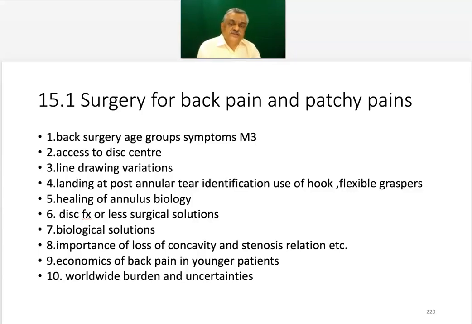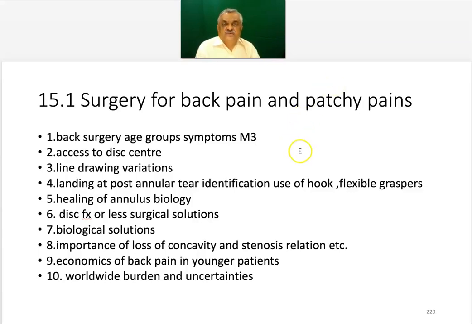Now the surgery for the back pain basically would be related to an annular tear in the posterior annulus, which is not healing because of trapped nuclear fragments in the central part of the annulus. So we will be talking about how we access that, how we land there.